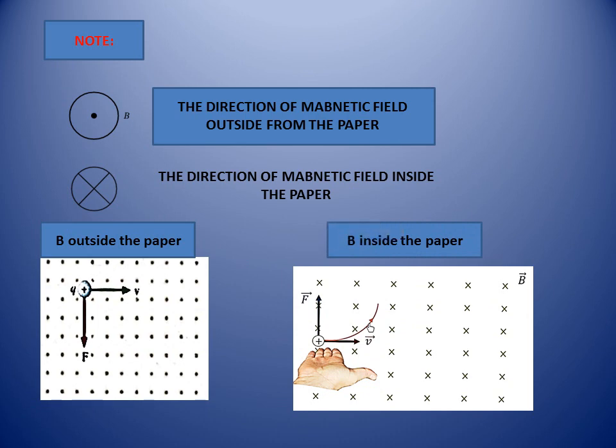But when the magnetic flux density is inside the paper, represented by the cross sign, in this case when using the right-hand rule, put the hand in the direction of velocity and rotate the fingers towards the magnetic flux density vector. The thumb points up, and that direction represents the magnetic force.